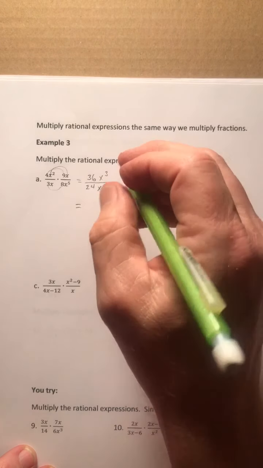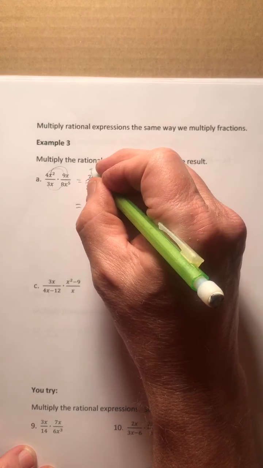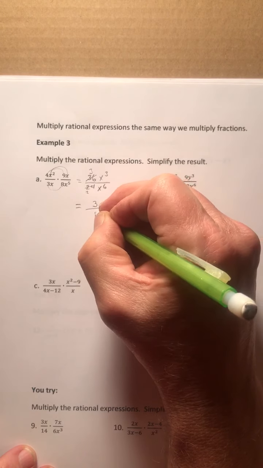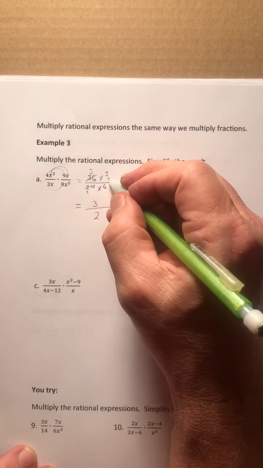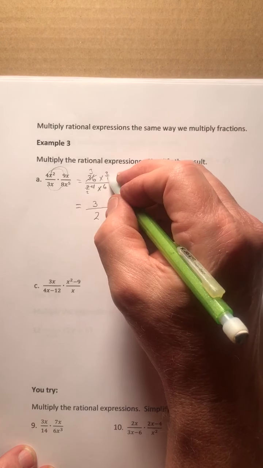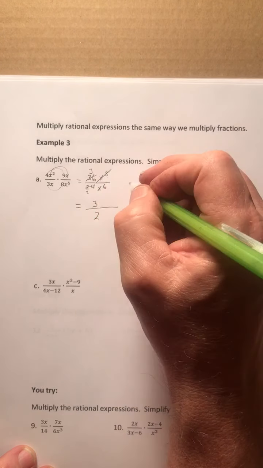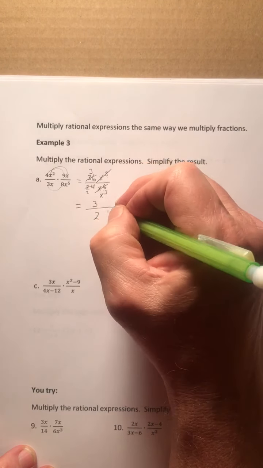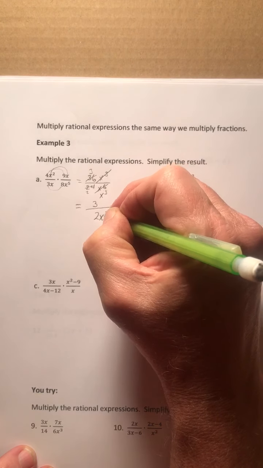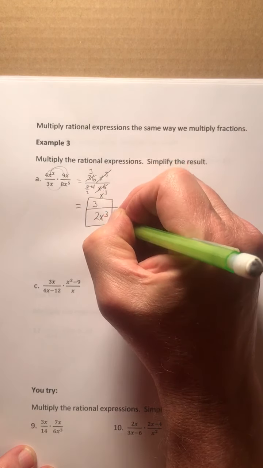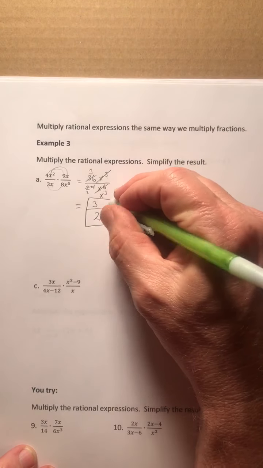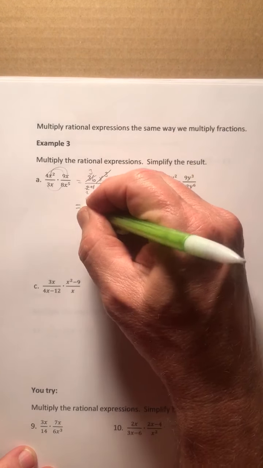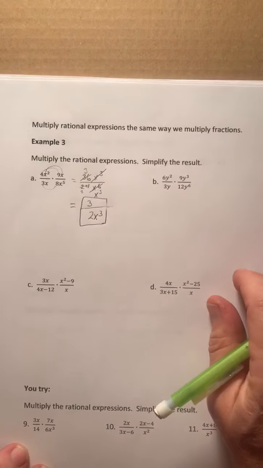36 and 24 are both divisible by 12. So this becomes a 3 and this becomes a 2. So I have a 3 in the top and a 2 in the bottom. And then x to the 3rd over x to the 6th. Again, I have 3 of them in the top, so I can get rid of all 3 of those. And I have 6 of them in the bottom, so I get rid of 3 of those, which would still leave me with 3. And again, they're in the bottom. So I get 3 over 2x cubed as my answer. Again, all these have to be simplified. So again, the answer is 3 over 2x cubed.